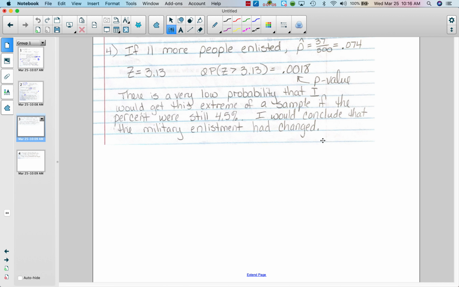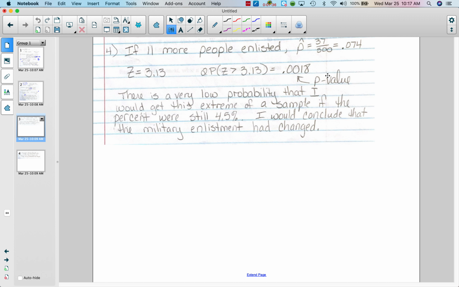Then on problem 4, now they're increasing the amount. They're saying half of the undecideds are now going to, let's assume that they are going to join the military. So that's 11 more people. So now our p-hat value has changed to 37 out of 500, which is 0.074. Don't worry about this 2 times the probability. That's only if you were using the yellow table in the chart. With your calculator, you get a p-value of 0.0018.